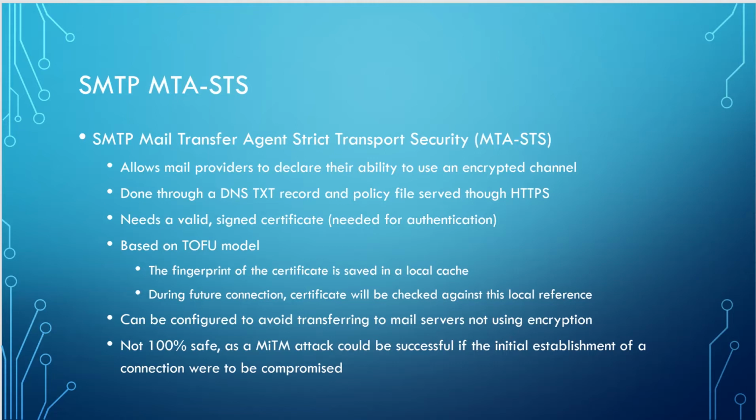This is based on the trust on first use model, which means that the first time an SMTP server connects to another SMTP server, it retrieves this certificate and stores the fingerprint in a local cache. During further connections, the certificate will be checked against this local reference. It can be configured to avoid transferring to mail servers not using encryption. This is not 100% safe, because as with HSTS, if there is a problem during the very first connection to the other server, then the connection could be compromised.